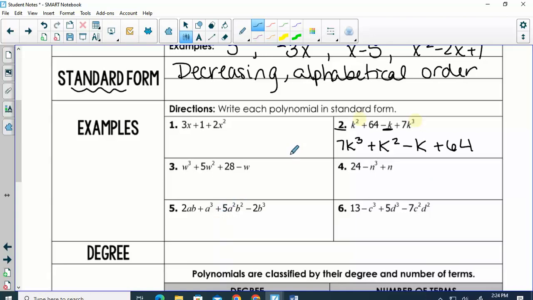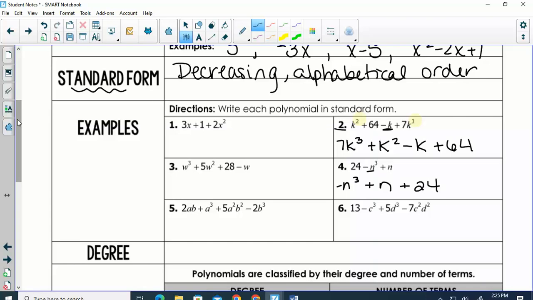So number 4, which one would go first? For these, just standard form. So it would, and since that one had a negative in front, we would say negative n to the third. Then we would put plus n, and then finally plus 24. So we're just practicing writing these in our standard form.